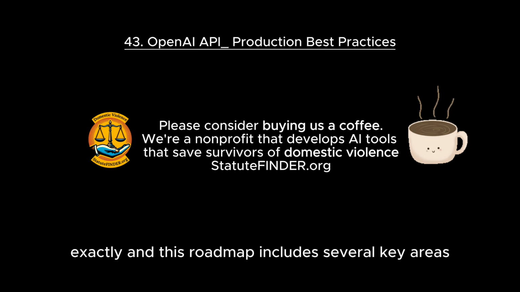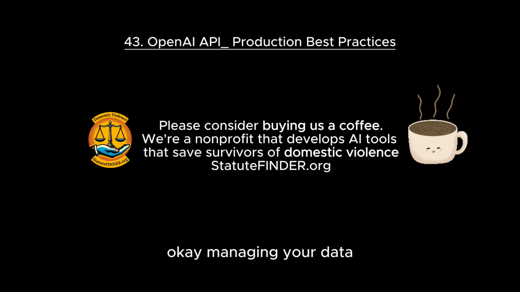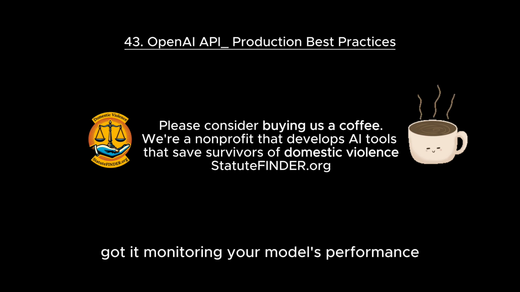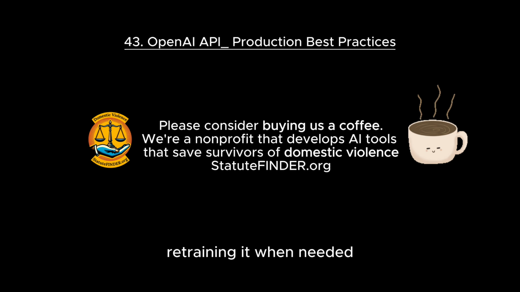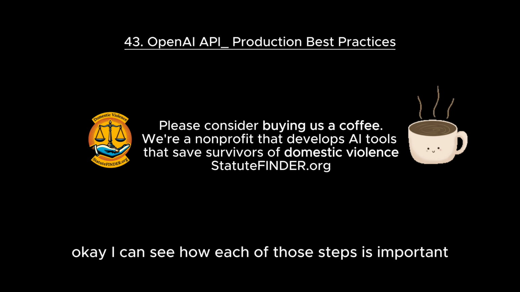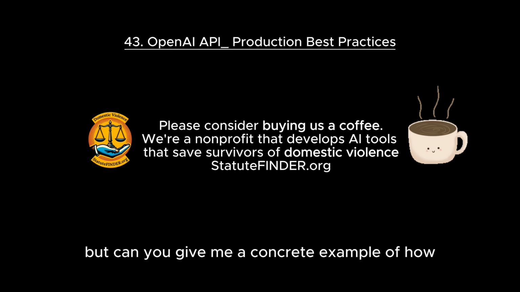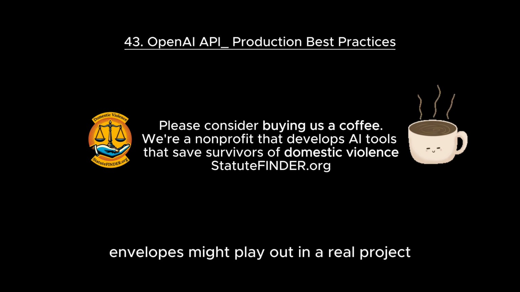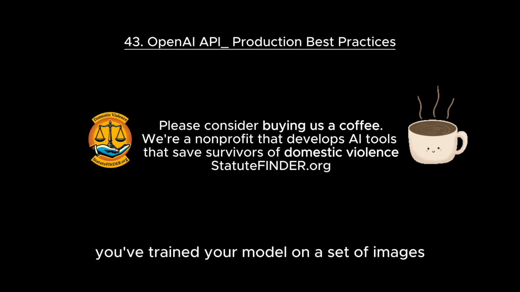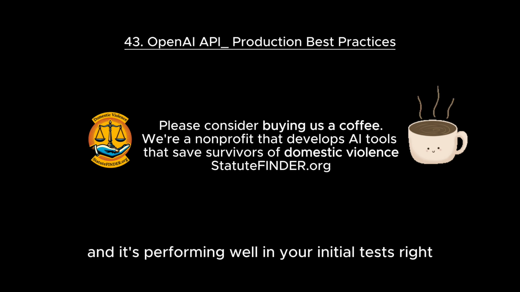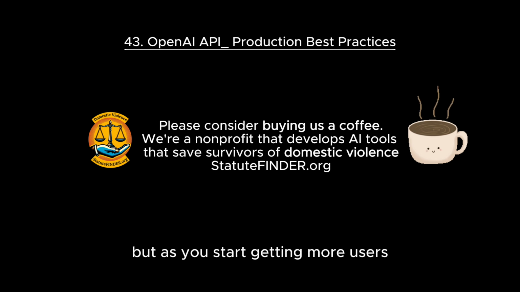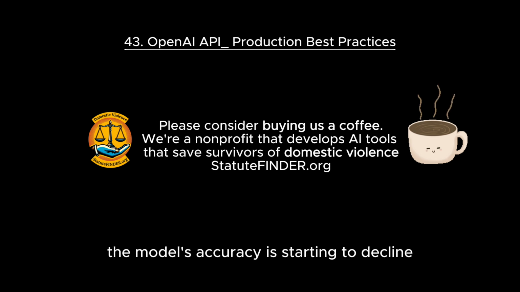Exactly. And this roadmap includes several key areas: managing your data, monitoring your model's performance, retraining it when needed, and deploying it smoothly. I can see how each of those steps is important, but can you give me a concrete example of how MLOps might play out in a real project? Sure, let's say you're building an AI-powered image recognition app. You've trained your model on a set of images, and it's performing well in your initial tests. But as you start getting more users, you notice that the model's accuracy is starting to decline.